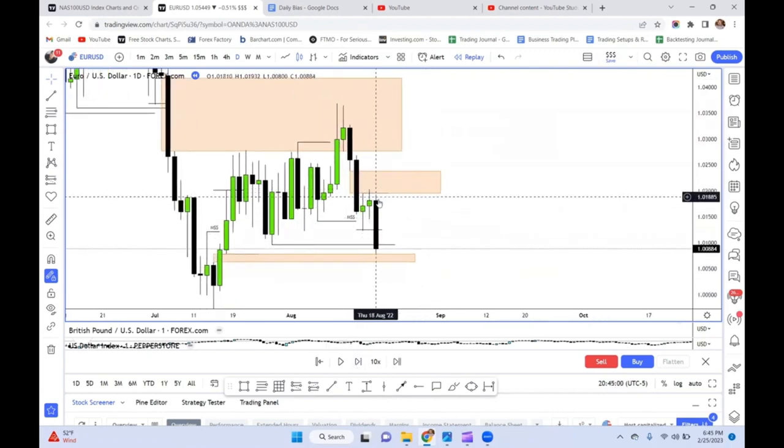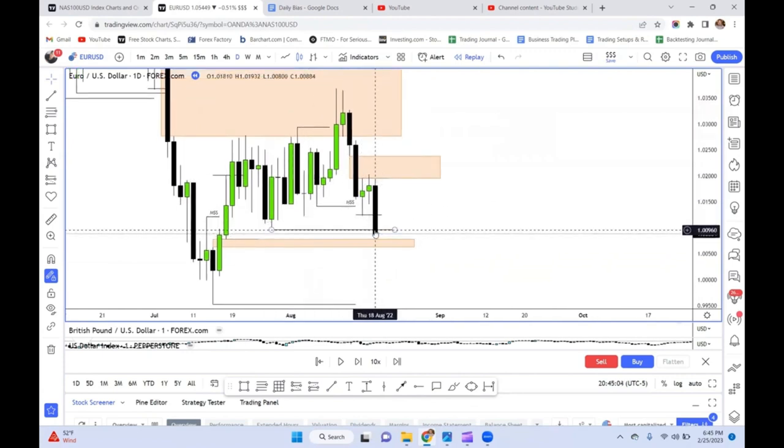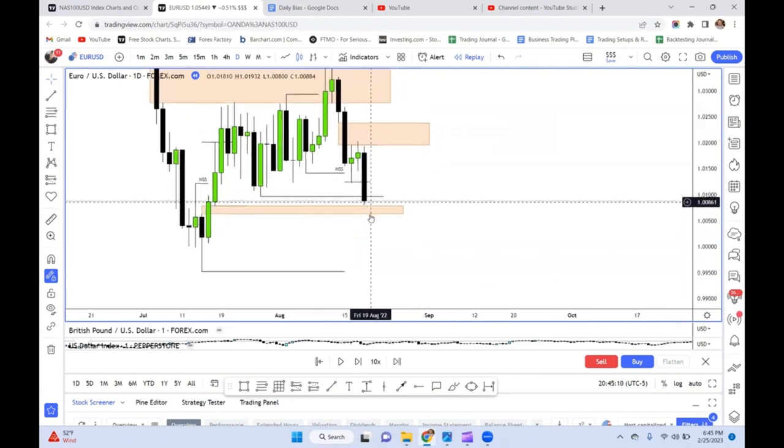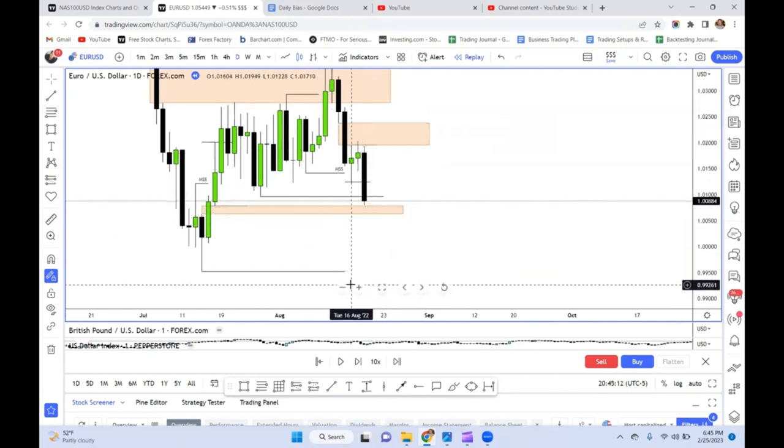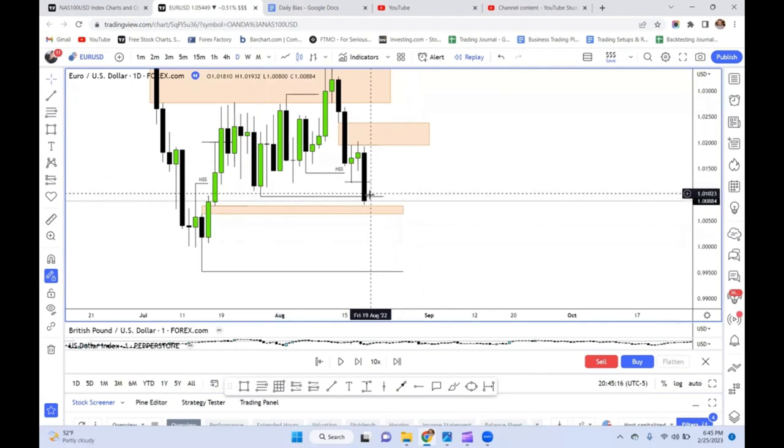There's a creation. Ooh, it created right there. Ultimately took out this swing right here. Now this next day, it could either create a Judas swing, sell off again into this fair value gap in liquidity because it's actually pretty close. Or it can actually just take out this high right here, and this will be a second market structure shift.